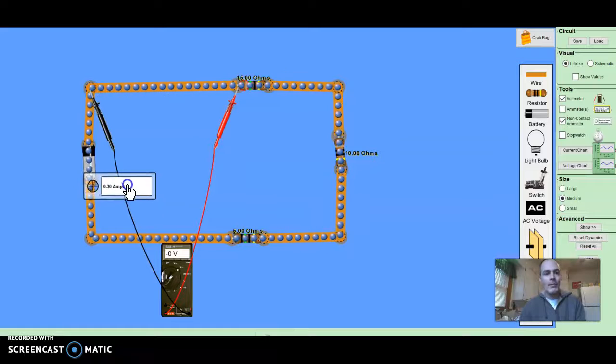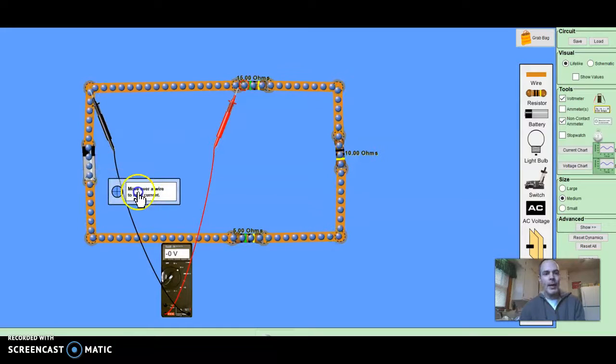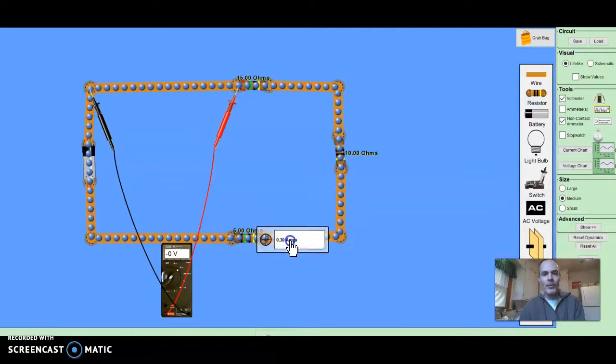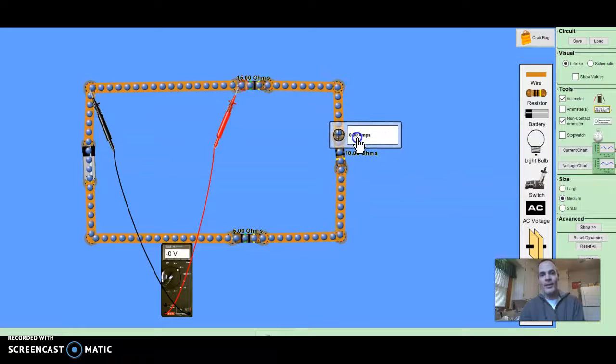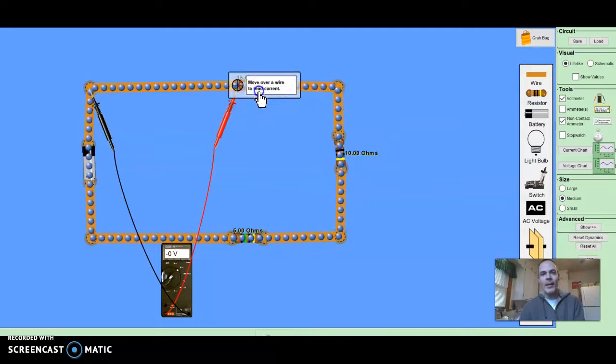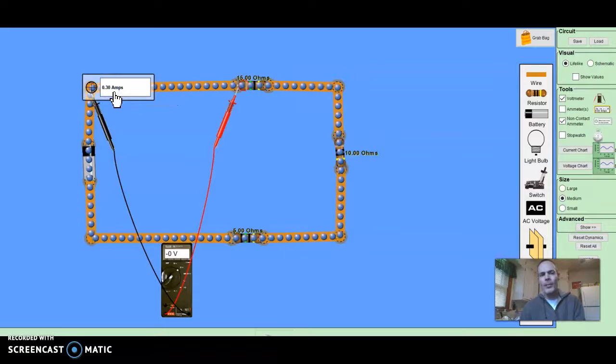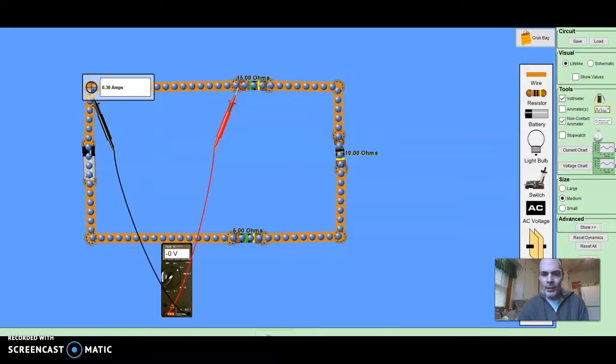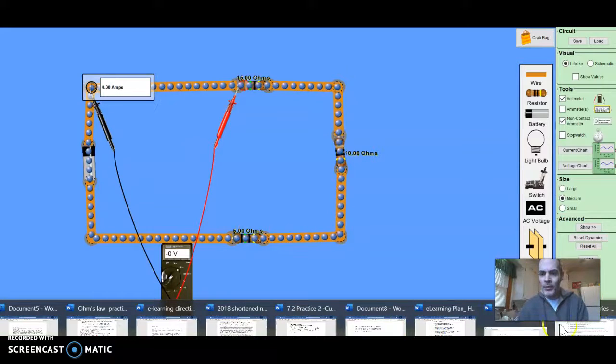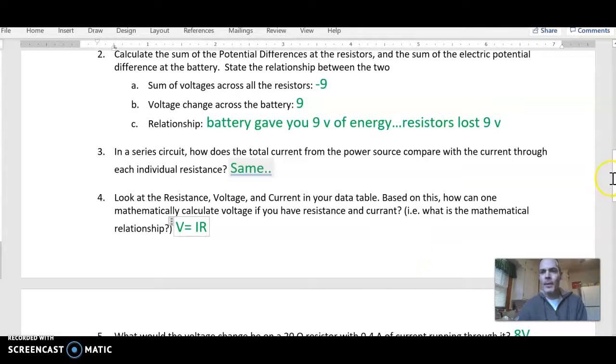Now the currents. I have 0.3 amps leaving this battery. If I move this through the first resistor or after it, I get 0.3. 0.3 right here, and 0.3 right there, and even through any wire I get 0.3. So let's look at the lab that you had and check over some of your answers here.